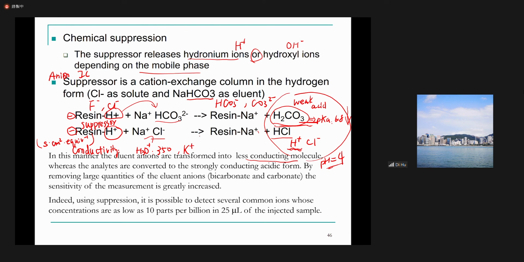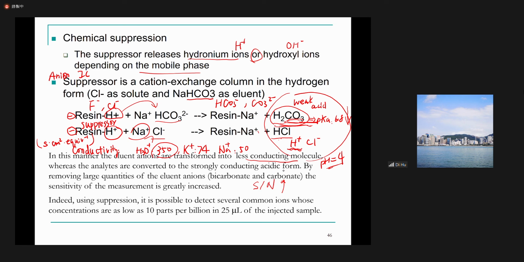So conductivity is 74, and for sodium ion, conductivity is just 50. So now the sodium is replaced by hydronium ion. So the conductivity of the analyte, now in the acid form, has been greatly increased. But for the background, the conductivity has been greatly decreased. So that's why the sensitivity, the signal to noise ratio, has been greatly increased.